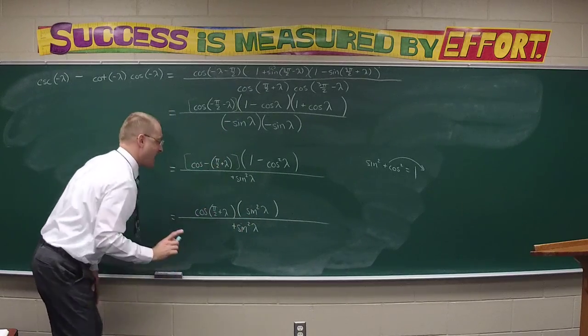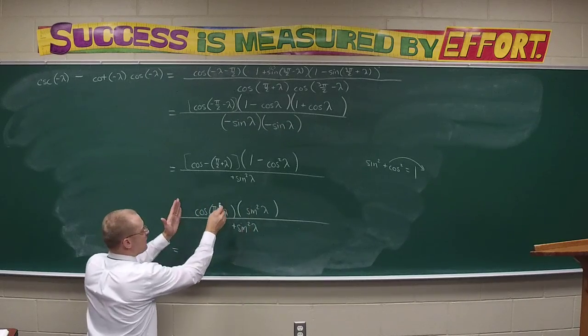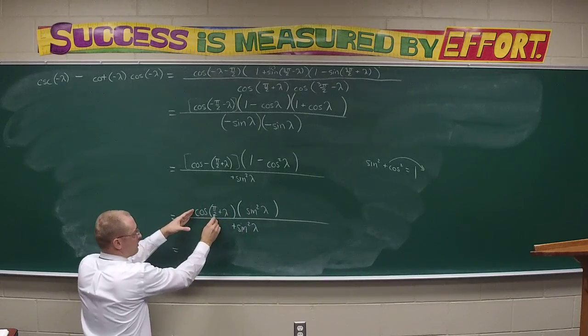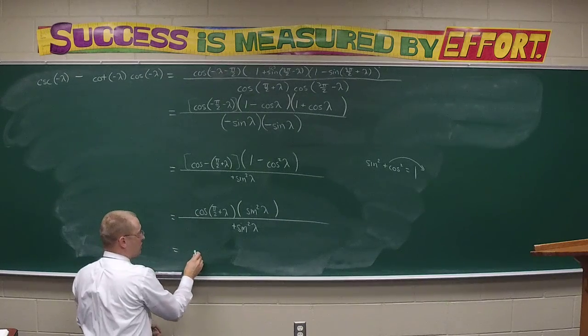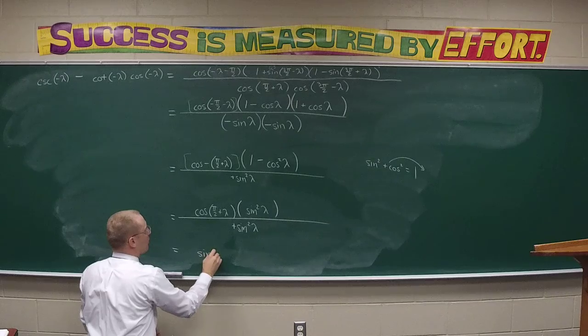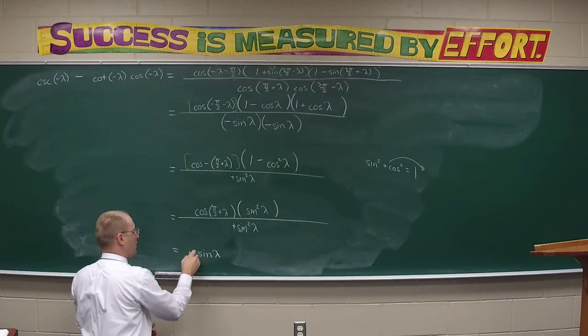Thoughts on the next step here, class? These are going to cancel, leaving me with this, but pi over 2 tells me Y-axis, so cofunction, so sine of lambda. Quadrant 2, so negative.